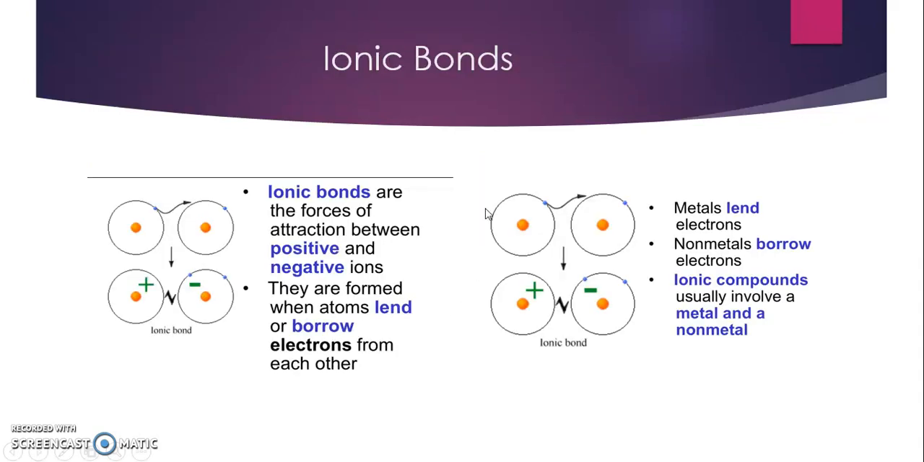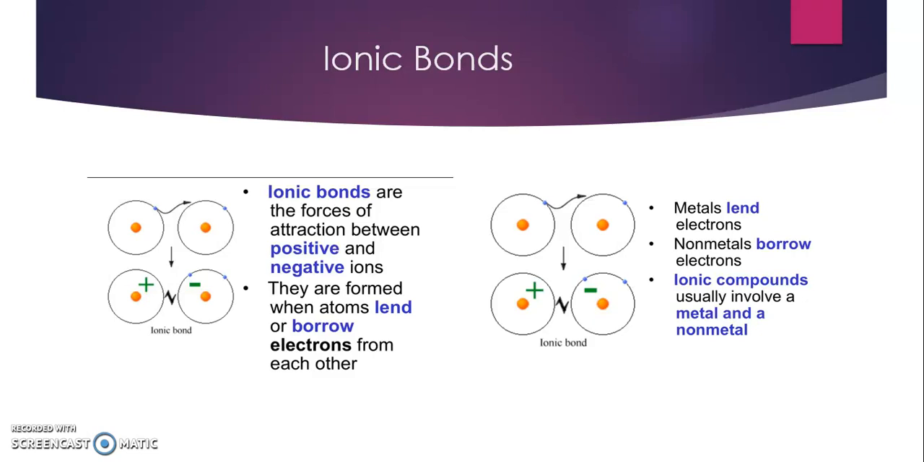So ionic bonds are formed through the attraction of positive and negative ions. They're formed when an atom lends or borrows electrons from each other. Metals lend electrons, and nonmetals borrow electrons. Ionic compounds usually involve a metal and a nonmetal.